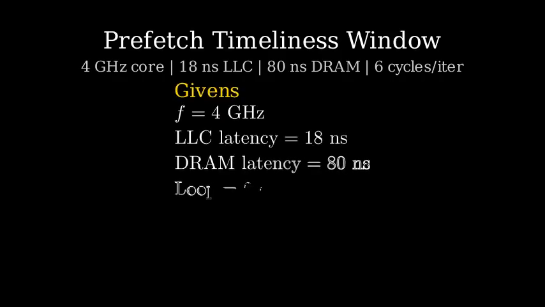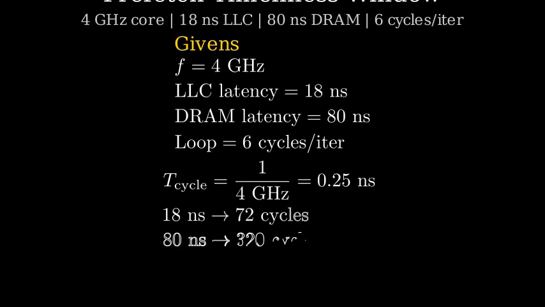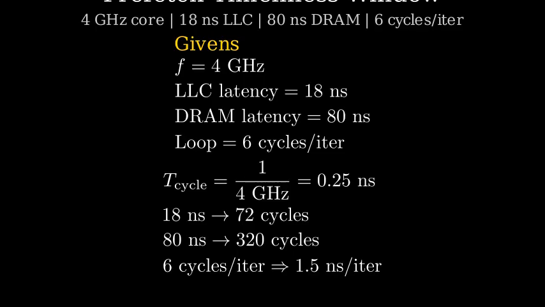First, the givens. The core frequency is 4 GHz, the last level cache service time is 18 nanoseconds, the DRAM service time is 80 nanoseconds, and the loop takes 6 cycles per iteration. A 4 GHz clock means 0.25 nanoseconds per cycle. 18 nanoseconds is 72 cycles, and 80 nanoseconds is 320 cycles. With 6 cycles per iteration, the loop advances one iteration every 1.5 nanoseconds.